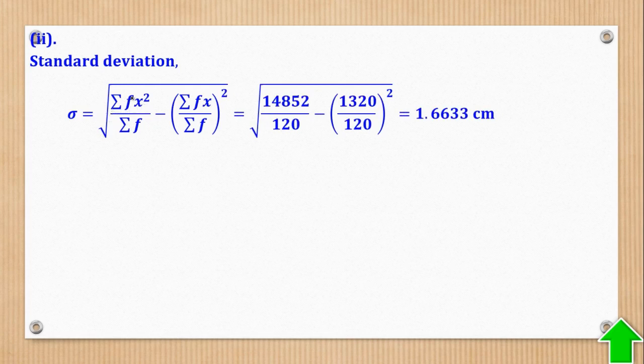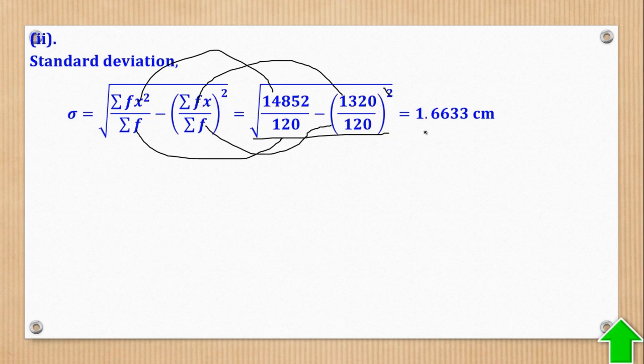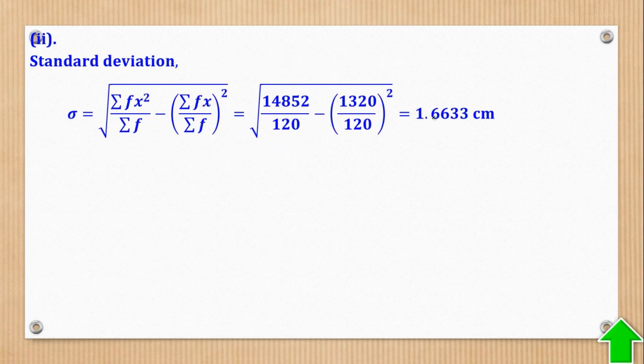So put a square root, then substitute summation of fx squared over summation f, minus summation of fx over summation of f, everything squared. Most students forget this. Then use the calculator to get this output. That was Roman 2. What about Roman 3?